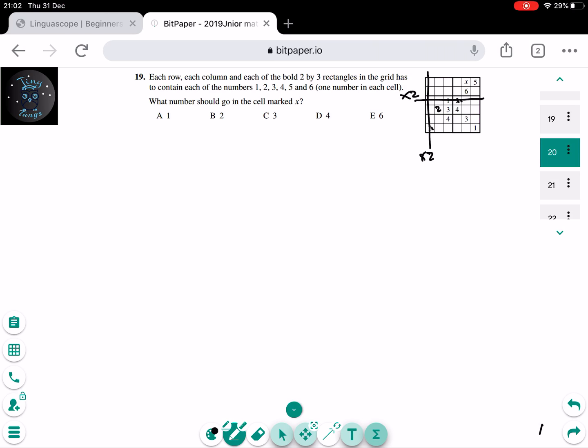And if there's a 2 there, we need a 1 here, so you can't put 1 here because there's a 1 here, and you can't put a 1 in this box, so not 1, because there's already a 1 here. So the 1 could only be here in this line. And this line also needs a 2, so 2 can't be here, and 2 can't be in this box, because it has a 2 in there. So 2 must be X, so the answer is B.